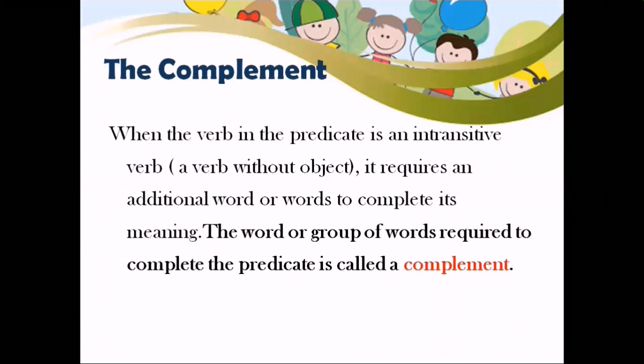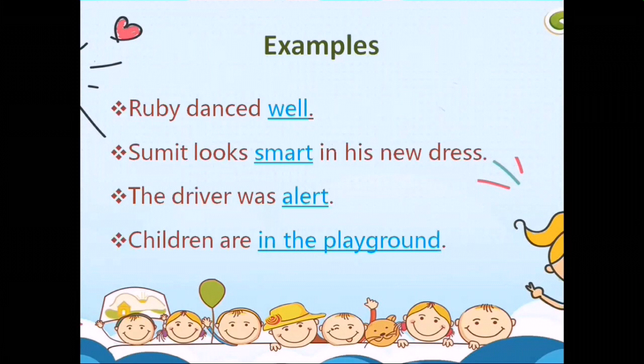The complement. When the verb in the predicate is an intransitive verb, that is, a verb without an object, it requires an additional word or words to complete its meaning. The word or group of words required to complete the predicate is called a complement. We have some examples here.